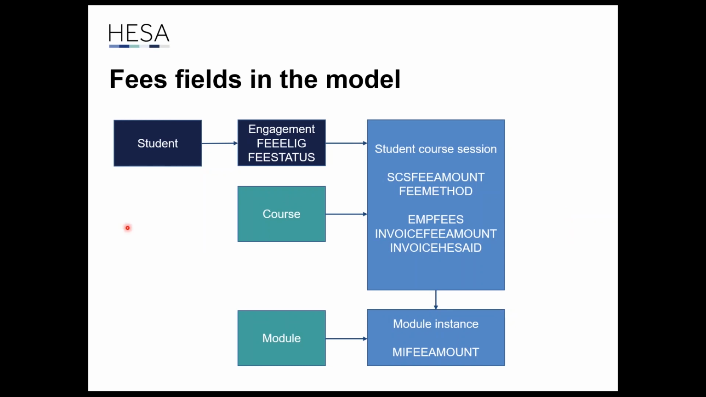Just to summarize again, those last two fields I spoke about sit on the engagement, recording the student's fee eligibility and status, status being for providers in Scotland. We've then got a few fields that collect information about the student's fees before any discounts or waivers are taken into account. That's the student course session amount field and the module instance amount field. When those two are used together as part of the same student course session, we have that fee method field, so providers can confirm that that's correct and they're not double counting.